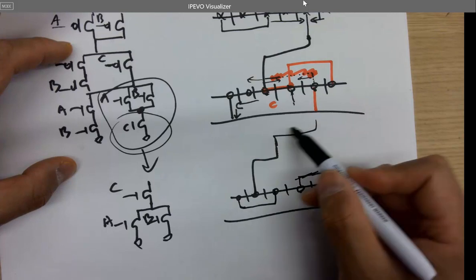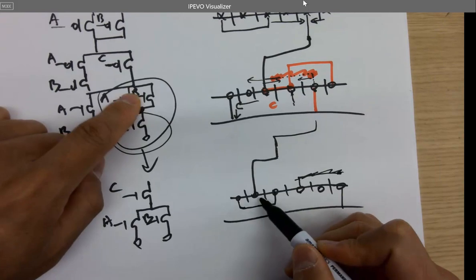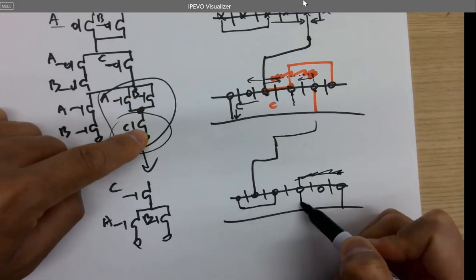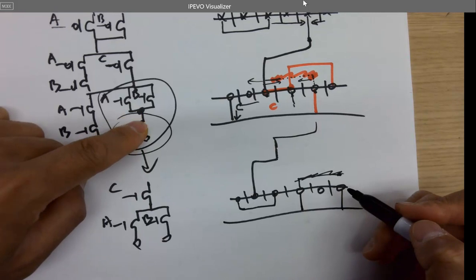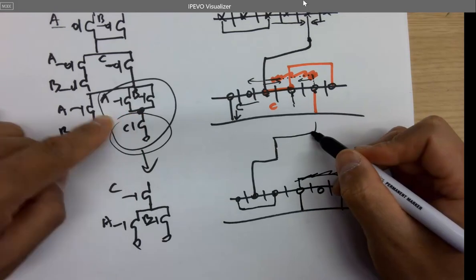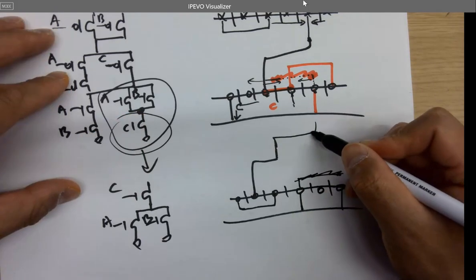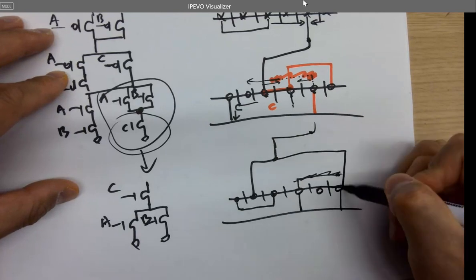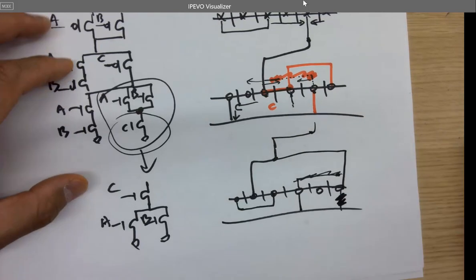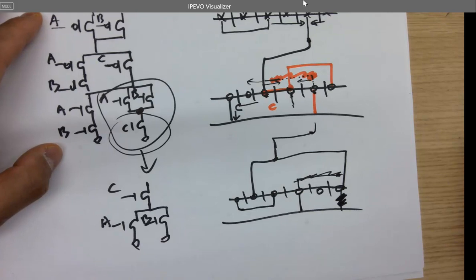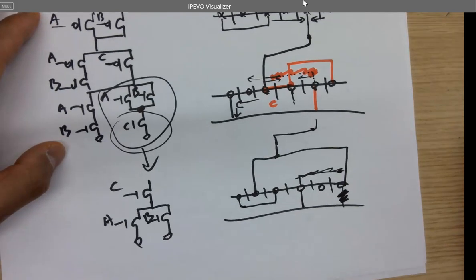Wait, so this is AB in parallel, right? Yeah. And then this must be C, right? Yeah. And then this one series. Oh, like here, right? Yeah, that's another solution. Exactly.